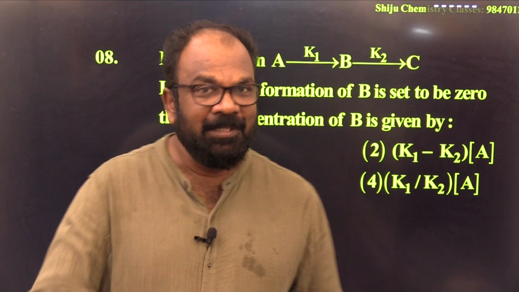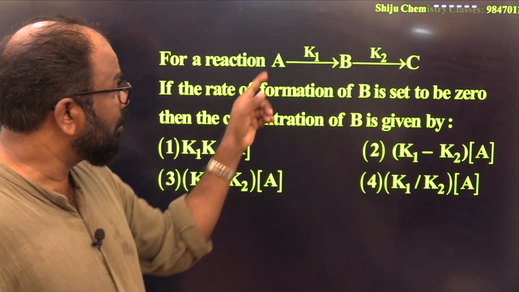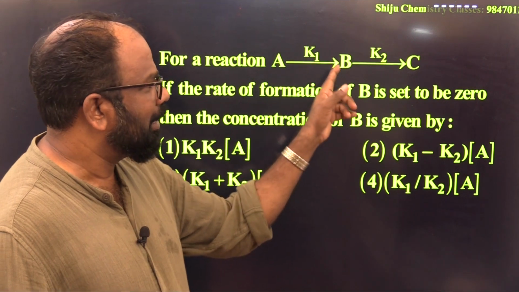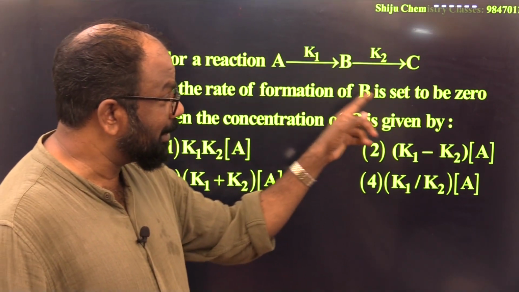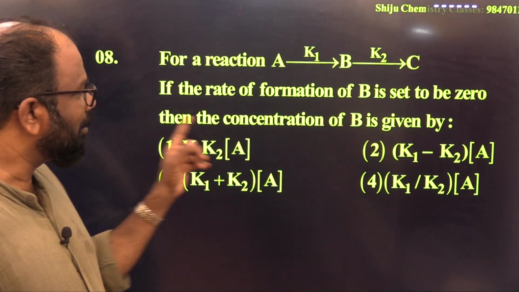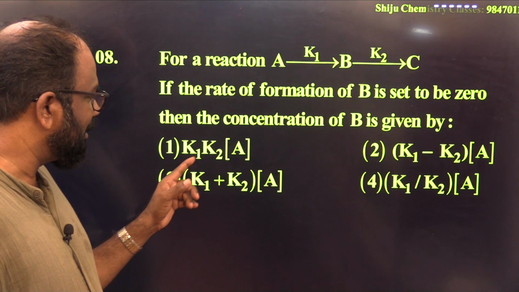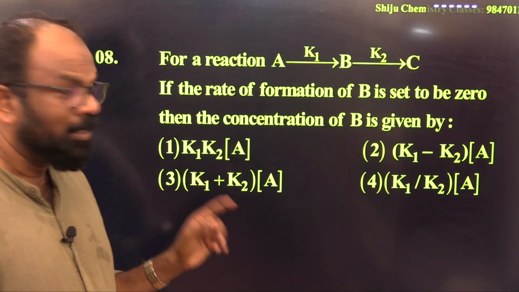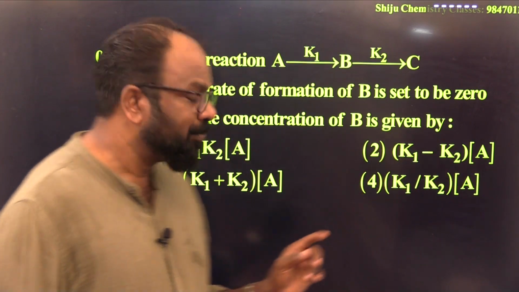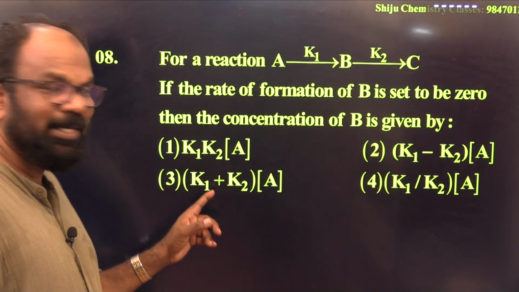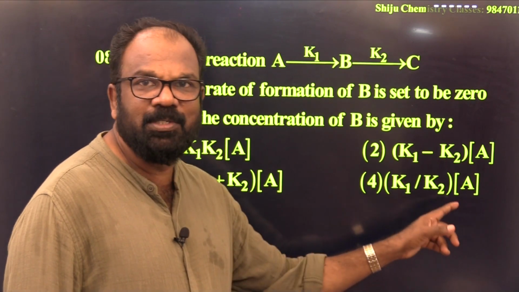Now question number 8. For a reaction A giving B giving C, the rate constant of A giving B is K1 and that of B giving C is K2. If the rate of formation of B is said to be 0, then the concentration of B is given by option number 1 K1 into K2 into concentration of A, option number 2 K1 minus K2 into concentration of A, option number 3 K1 plus K2 into concentration of A, and option number 4 is K1 by K2 into concentration of A.